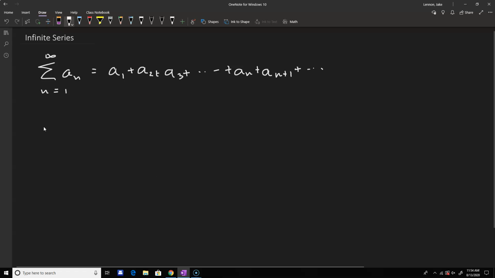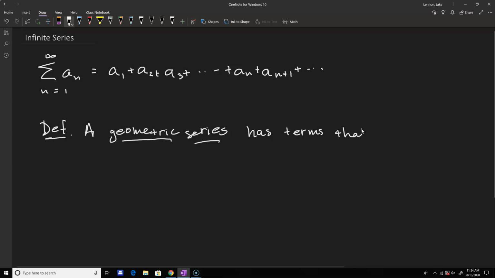The geometric series is one that has terms with the property that consecutive terms are multiplied by a common ratio.